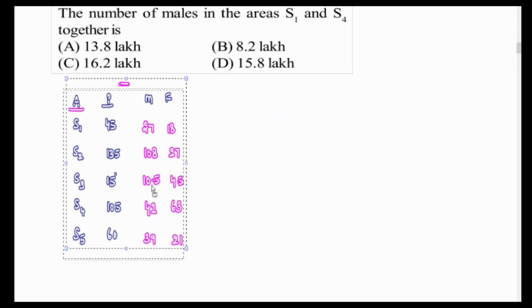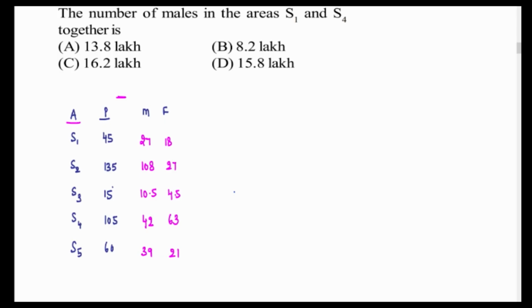Look at the next one. The number of males in the areas S1 and S4 together is, he is asking you the number of males in S1 and S4. In S1 we have 27, in S4 we have 42. So 27 plus 42 is actually 69 degrees. Convert it into value. Therefore total is 72 lakh.